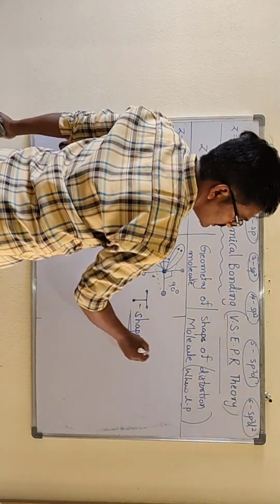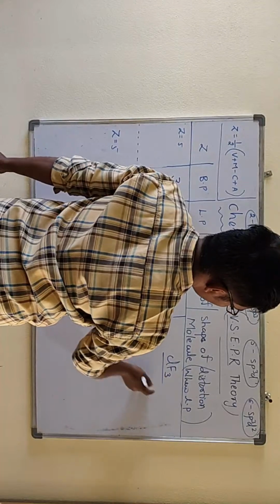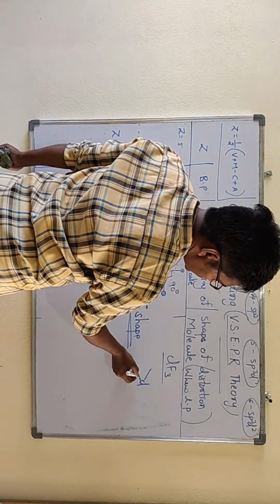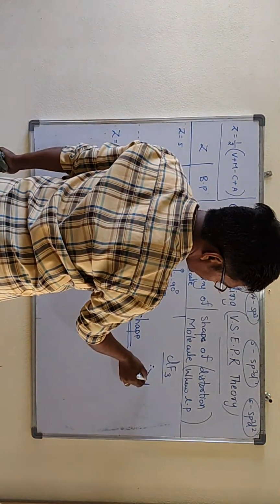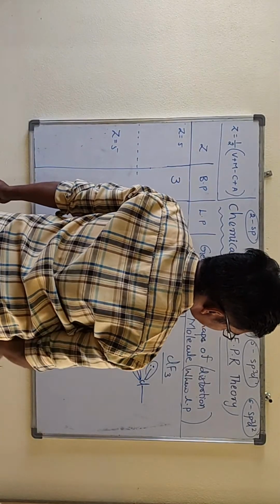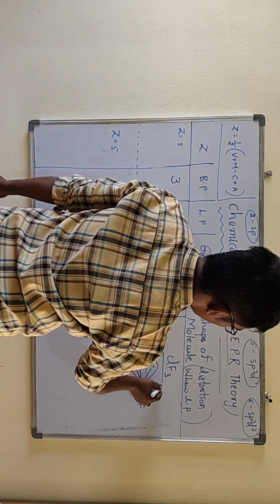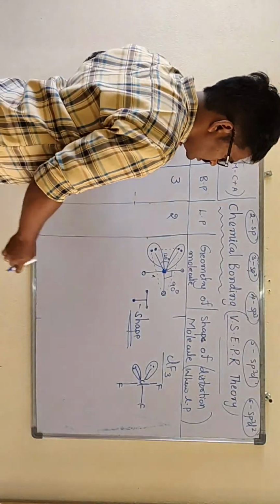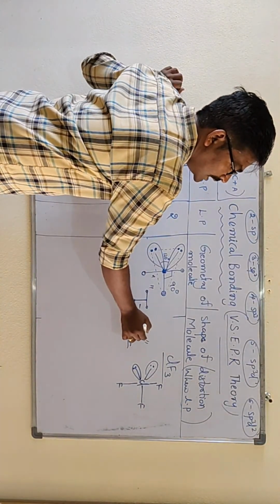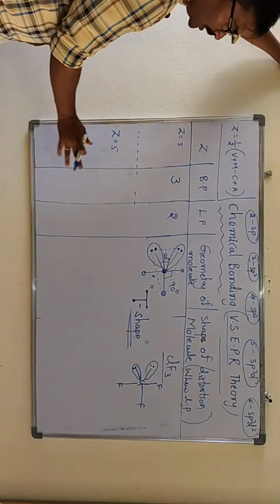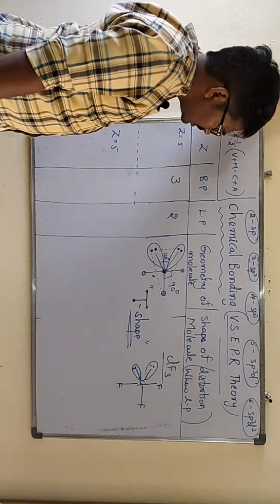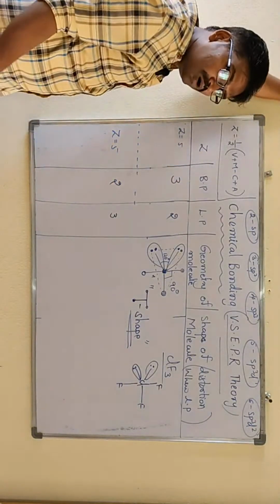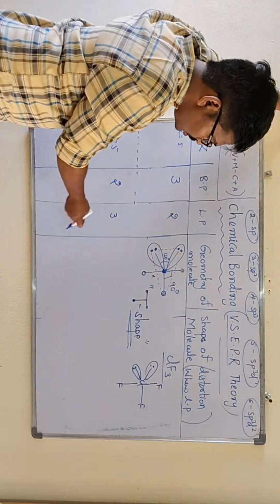So an example is ClF3. The chlorine is the central atom. The 2 lone pairs are present at the equatorial positions. Then here fluorine, an upper fluorine and a lower fluorine like this. So the shape of the molecule we call a T shape. Z value is 5 in this case. The bond pairs are only 2 and the lone pairs are 3.